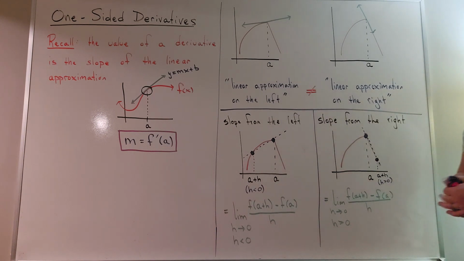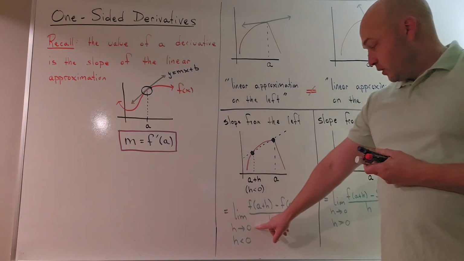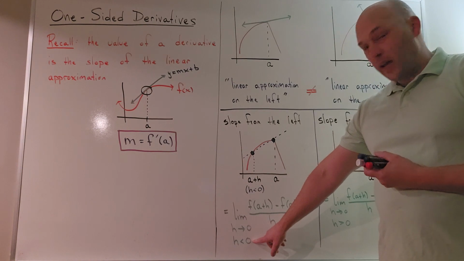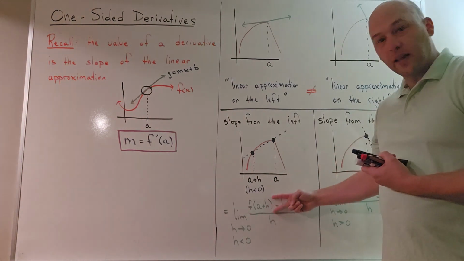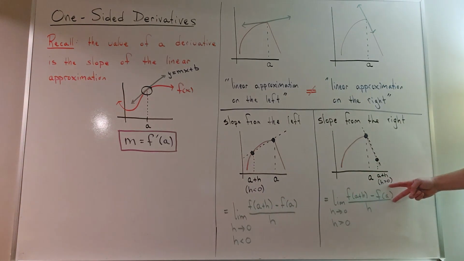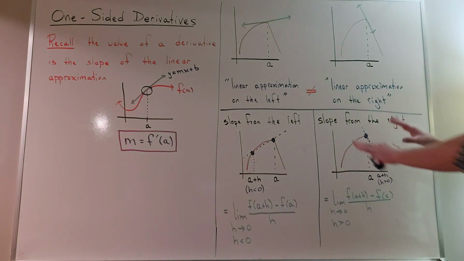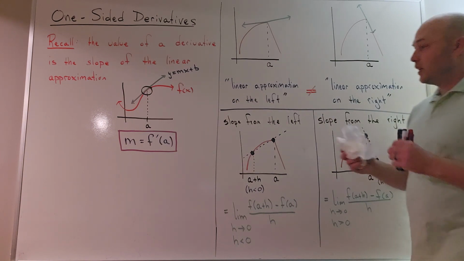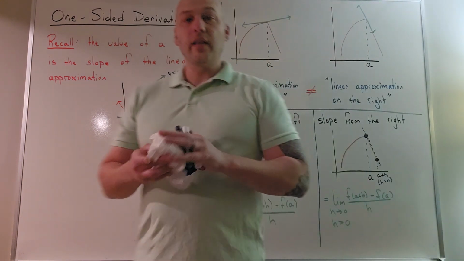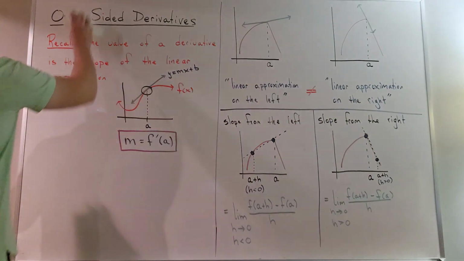Now remember that if h goes to 0 and h is negative, that means h goes to 0 from the left of 0. This is simply a left-hand limit. This is a right-hand limit. Okay, so with that general concept, let me write the definition of the left and right hand derivative, and then we'll do a couple examples.